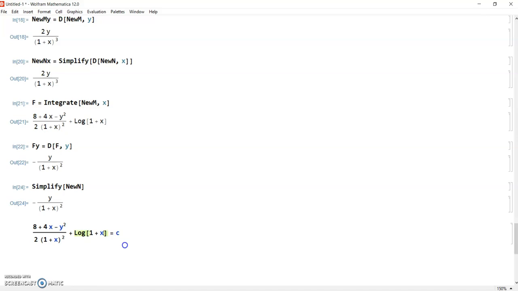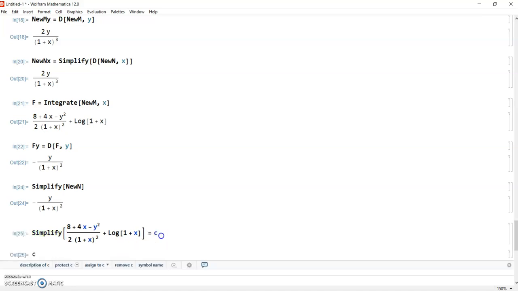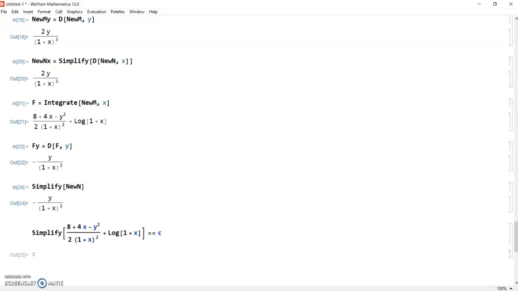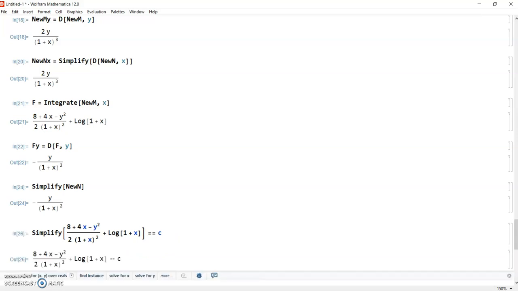I don't know whether we can further simplify it or not. So let's see if we can simplify it. Simplify this left hand side and then enter it. Oh, sorry, it should be a double equals. So it does not simplify more. So this is the answer.